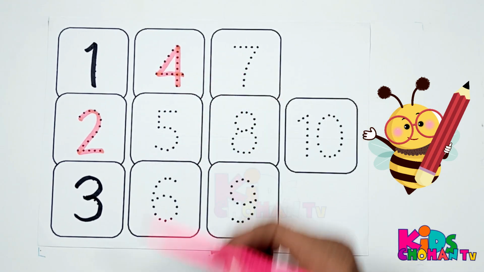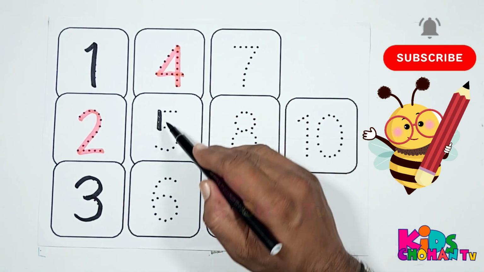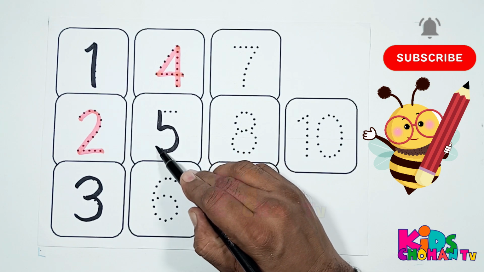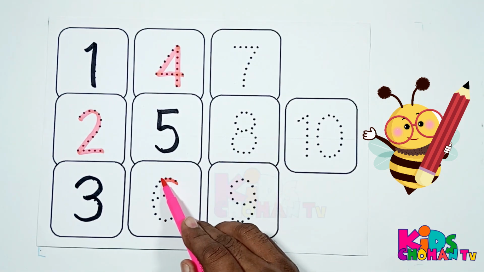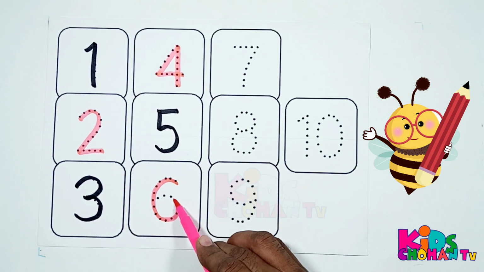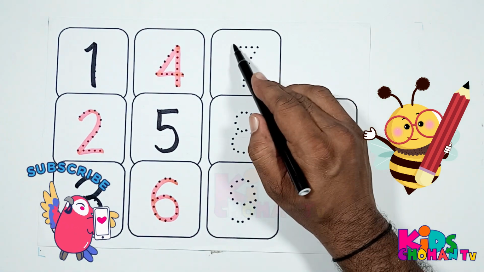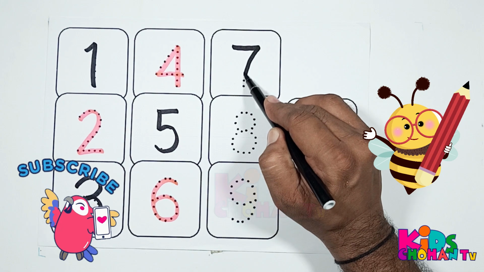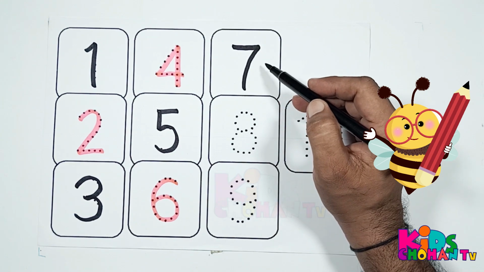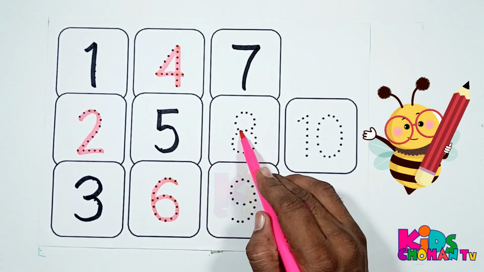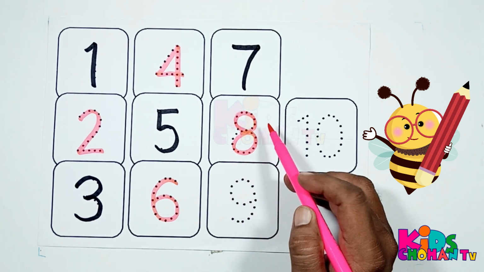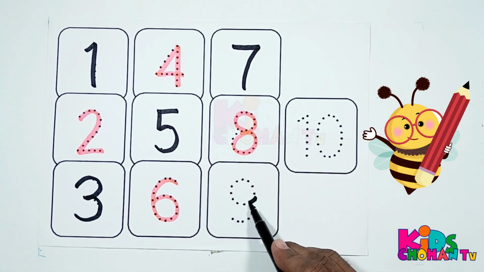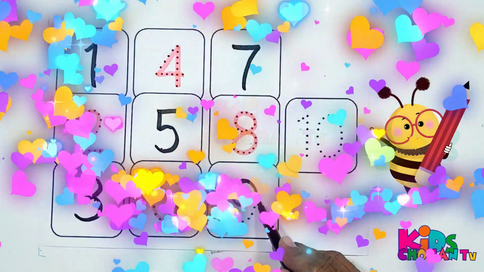F-O-U-R 4. Now kids, we are tracing number 5. F-I-V-E 5. This is number 6. S-I-X 6. Now we are tracing number 7. S-E-V-E-N 7. And this is number 8. E-I-G-H-T 8.